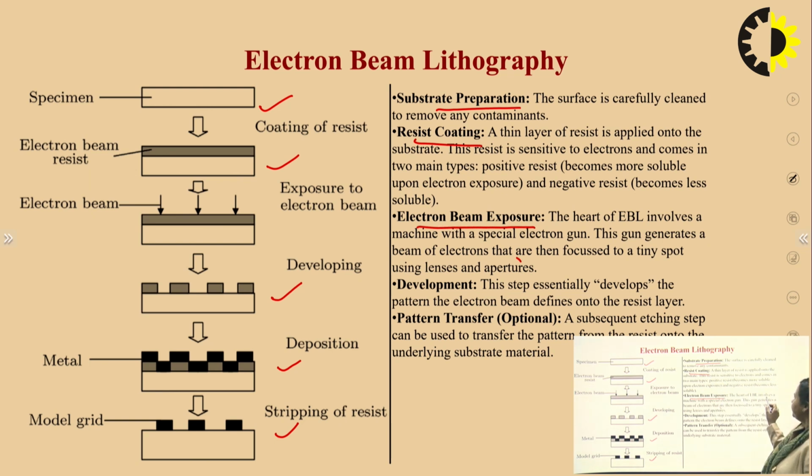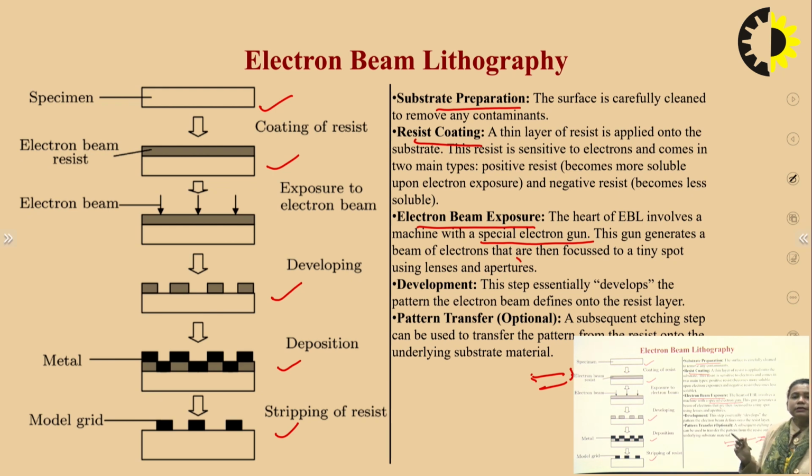The heart of EBL involves a machine with a special electron gun. So there is a use of an electron gun. There is a gun which generates the beam of electrons, and here you can say the substrate is kept. With the help of this the pattern is getting transferred over to the substrate.